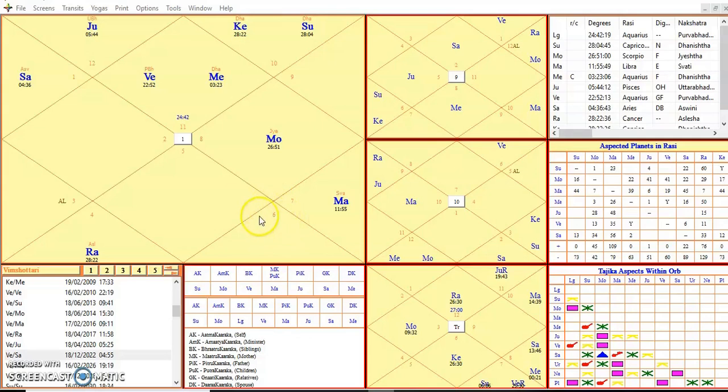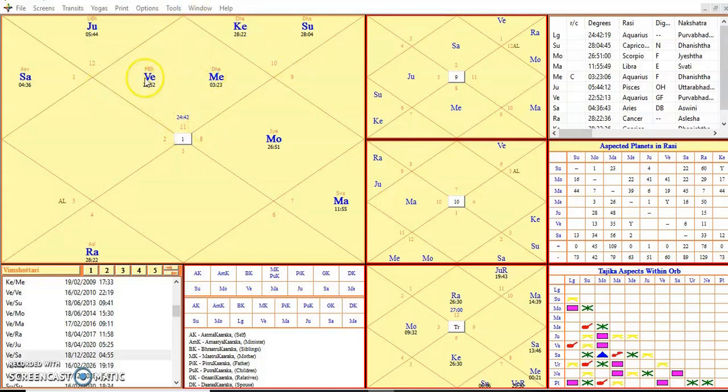Similarly, Mercury is ruling the 8th house, Venus is ruling Libra, so Venus is ruling the 9th house, Mars is ruling the 10th house, Jupiter is ruling the 11th house, and Saturn is again ruling the 12th house. So this is how you see the North Indian birth chart, and now we can see which planets are placed in which houses.